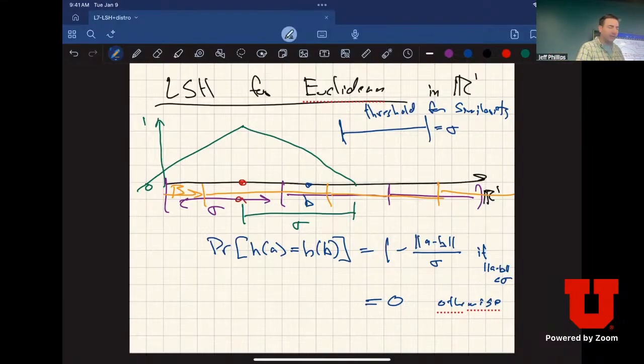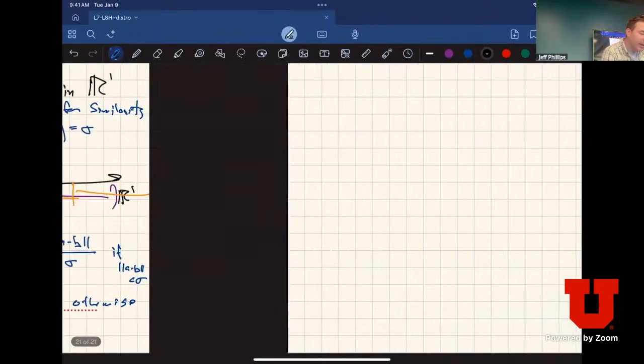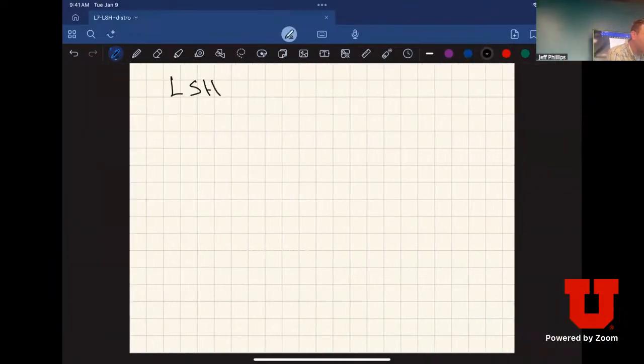Okay, so let's quickly say LSH for R^d Euclidean.